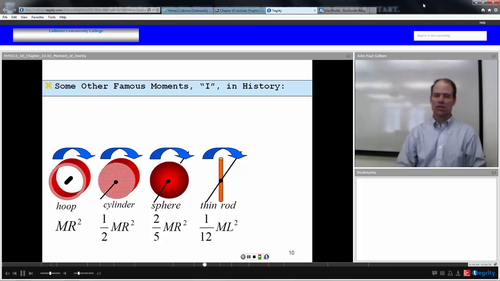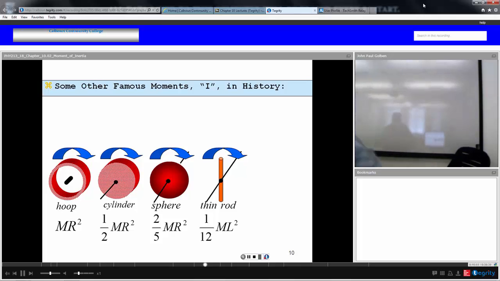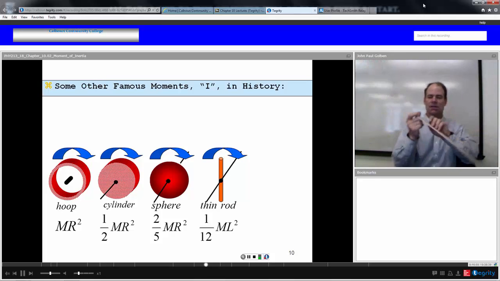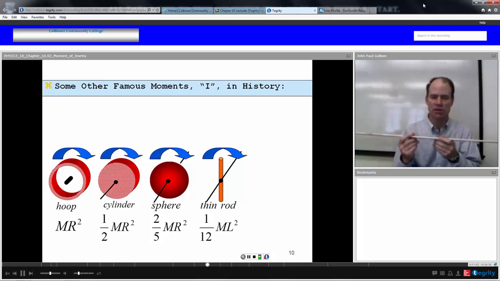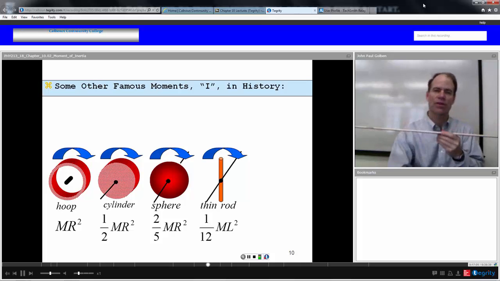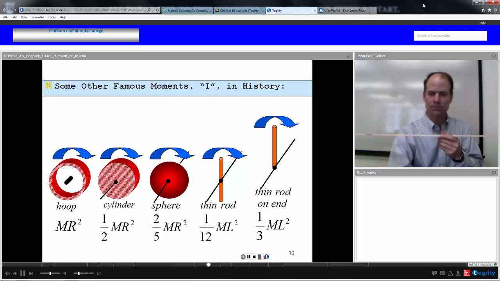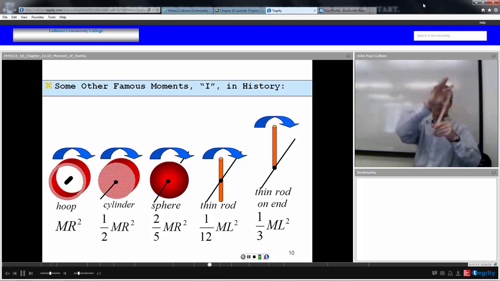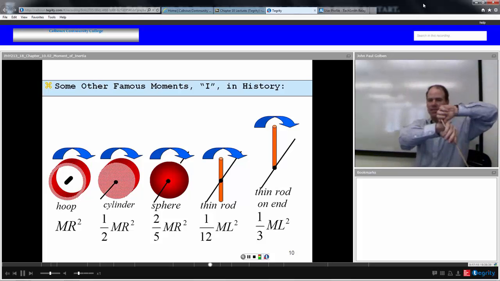The moment of inertia of a thin rod about its center of mass, going like this, is 1/12 ml squared, length of the rod squared. So that is the moment of inertia of a thin rod, 1/12 ml squared. And if I were to put a thin rod on its end like this, the moment of inertia around this axis here is 1/3 ml squared.